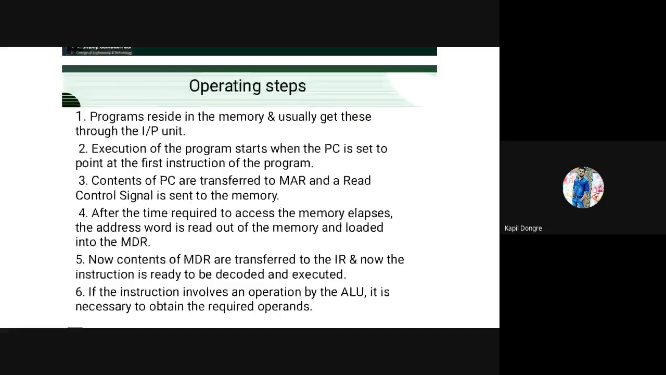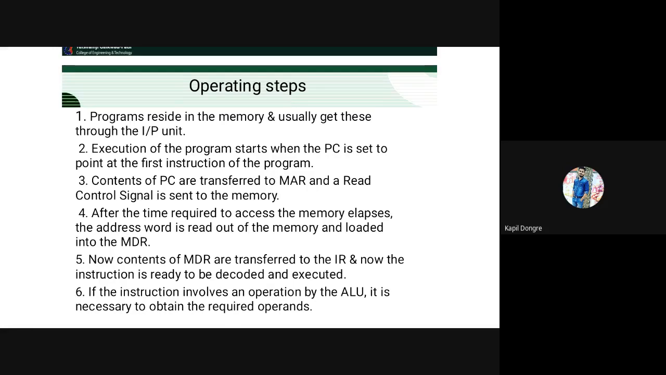What are the operating steps? Obviously, first the program resides in memory and is usually loaded through the input, with the help of IO devices or the input unit. Execution of the program starts when the PC is set to point to the first instruction of the program. Execution हमारा तभी start होगा जब हमारा PC point to the first location of the program.